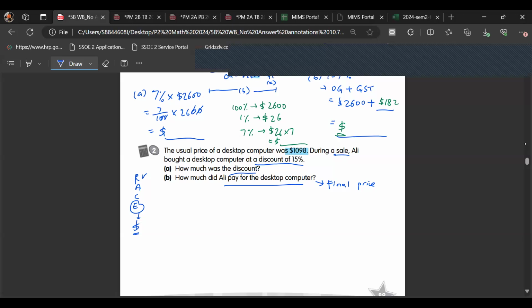Okay, so if I draw a model, this is like 100%, 0 to 100%. The original price is $1,098. The discount is 15%. So it's like cut out. So this is the final price. This is part B and this is part A.